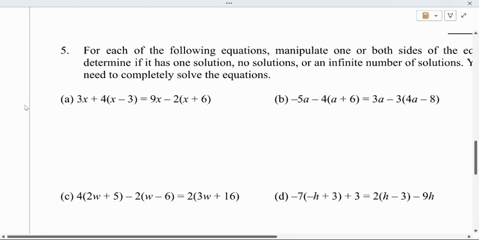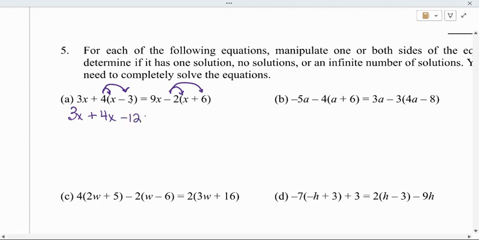Kenna, you tell me. Which one do you want to do first? Okay. Absolutely. Nice use of the vocab terms. You have to distribute. So let's see. I have 3x plus 4 times x is 4x. 4 times negative 3 is negative 12 equals 9x. Negative 2 times x is negative 2x. And negative 2 times 6 is negative 12. What would you like to do next, ma'am?